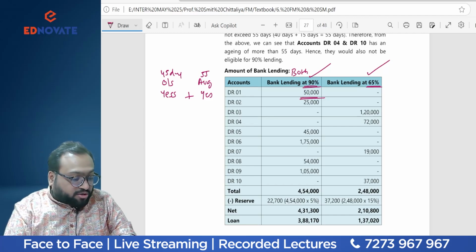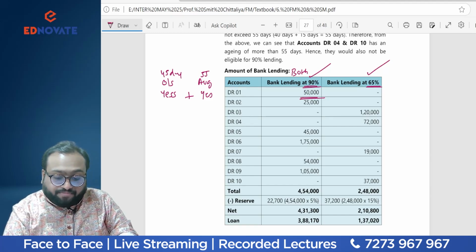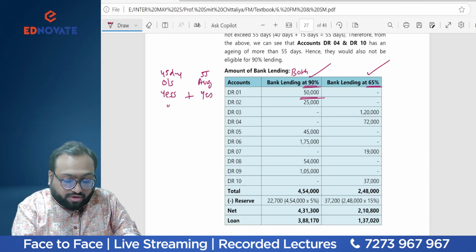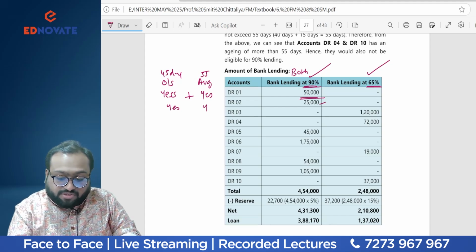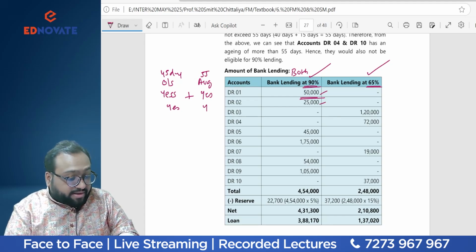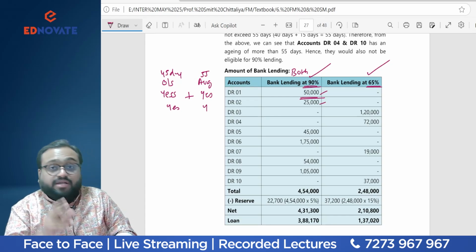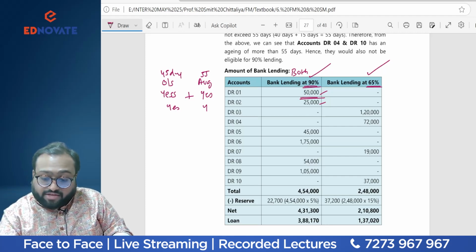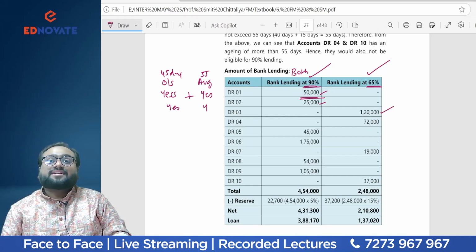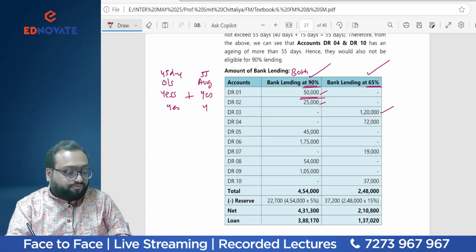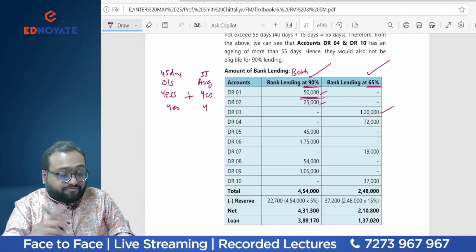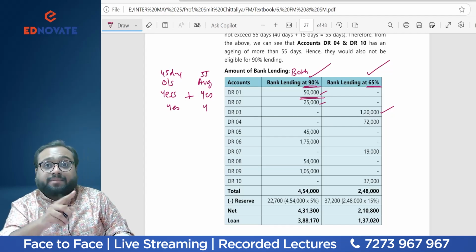Now talking about DR2, 25, 48. Yes, both yes. So 90%. DR1, DR2 done. DR3, no. So 47 days, it is exceeding 45 days. That is why it is falling in 65%. Have you understood? Both the conditions should be fulfilled. Second, 10, 56. Sir, 10 is okay, but 56 is not okay.